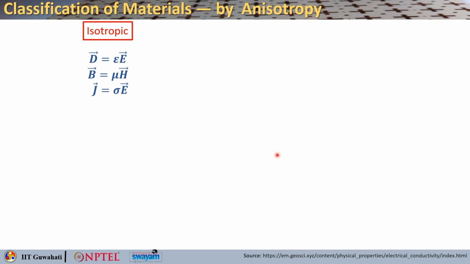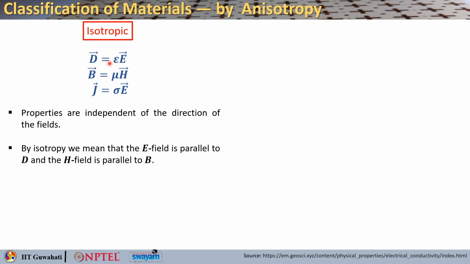So, we will start the classification with anisotropy. The first thing you should know is what the isotropic ones are. We have seen that in isotropic media the properties are basically independent of the directions of the field, right. So, you can write D equals epsilon E, B equals mu H, J equals sigma E. All the ones with the arrows are basically vectors. Okay. So, here because it is isotropic, E and D are parallel, similarly H and B are also parallel.